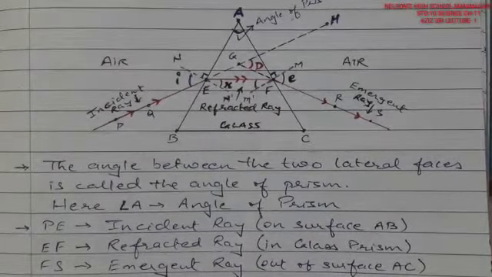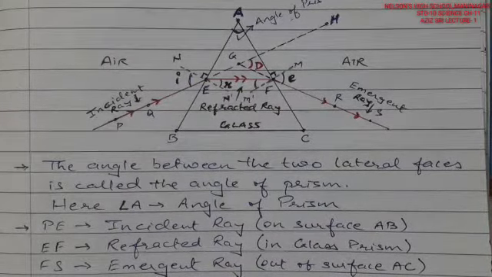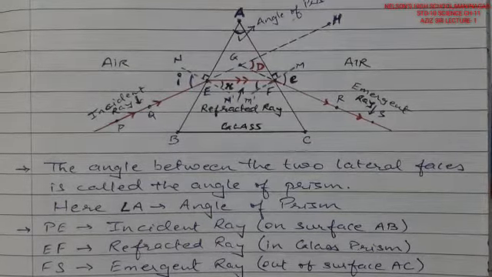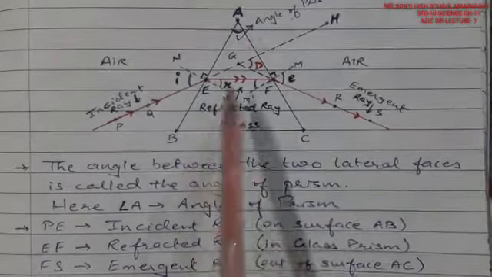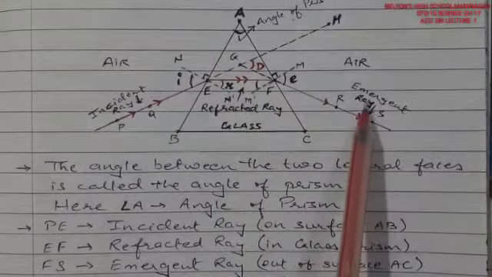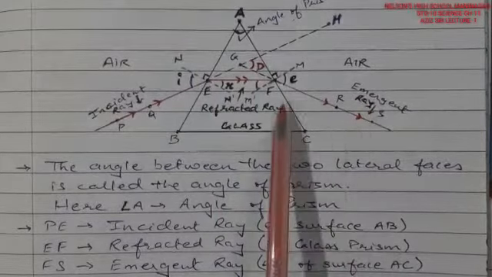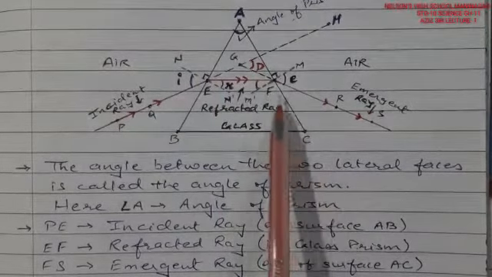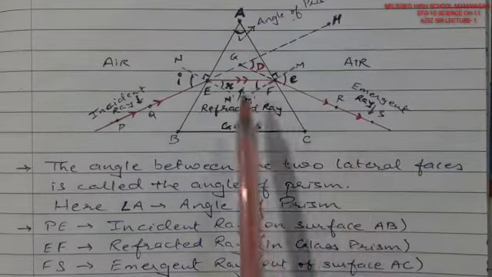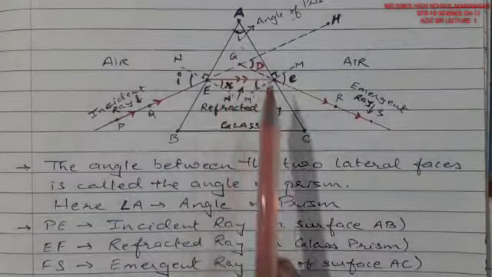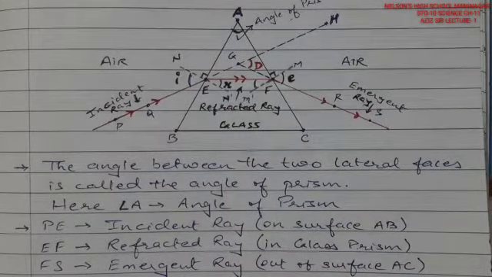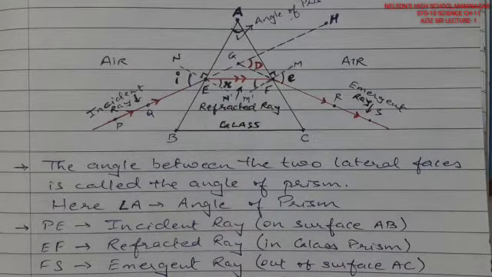FS is an emergent ray which is coming out of the surface AC, that is, coming out from the prism. This is an emergent ray which is coming out, making an emergent angle. The ray which is coming out from the prism through the surface AC is called an emergent ray. Fine. So these are the three types of rays that you are able to see.